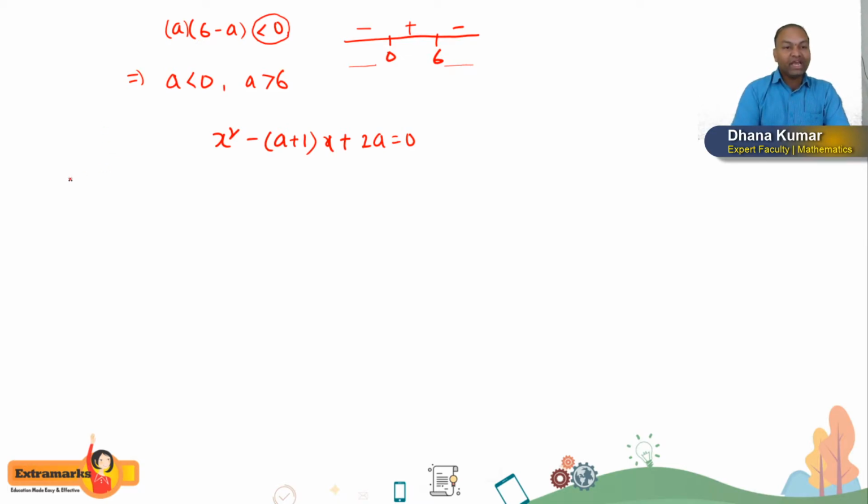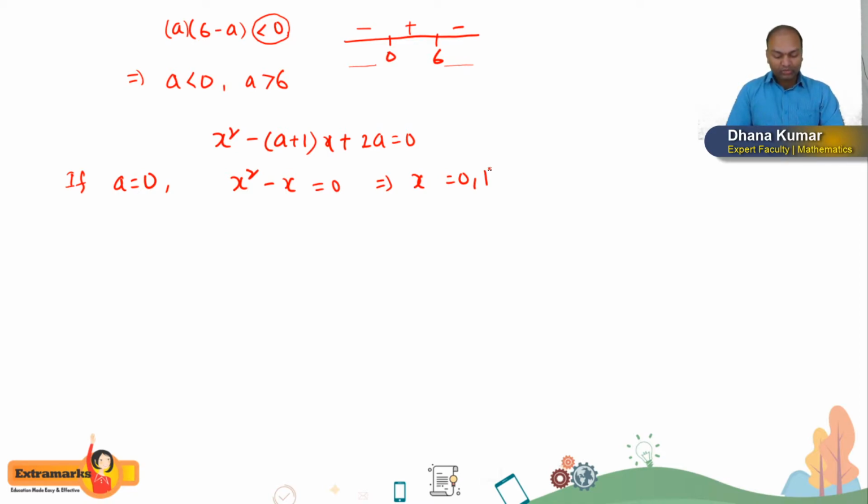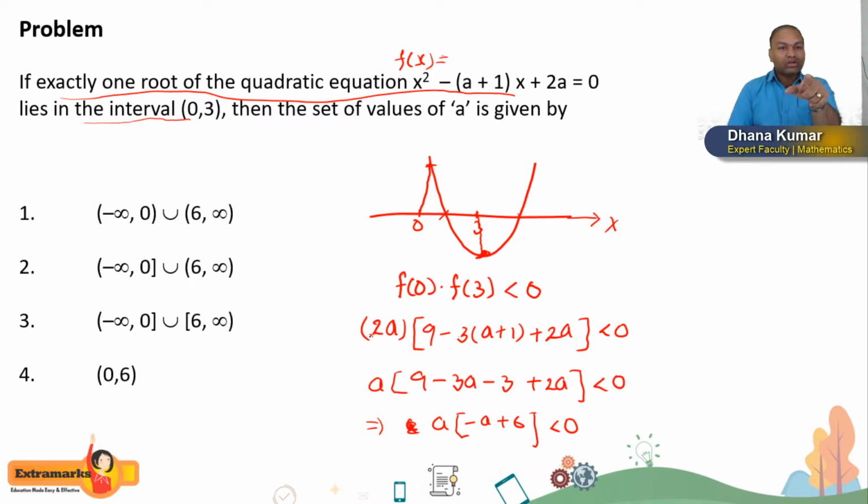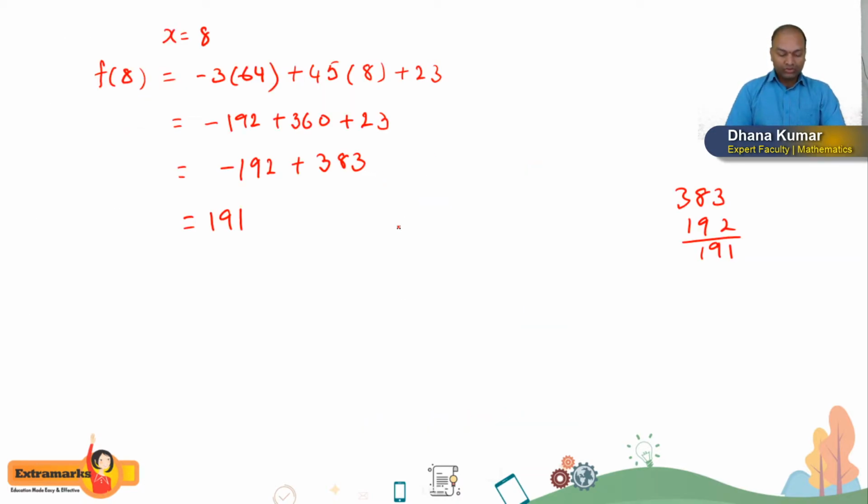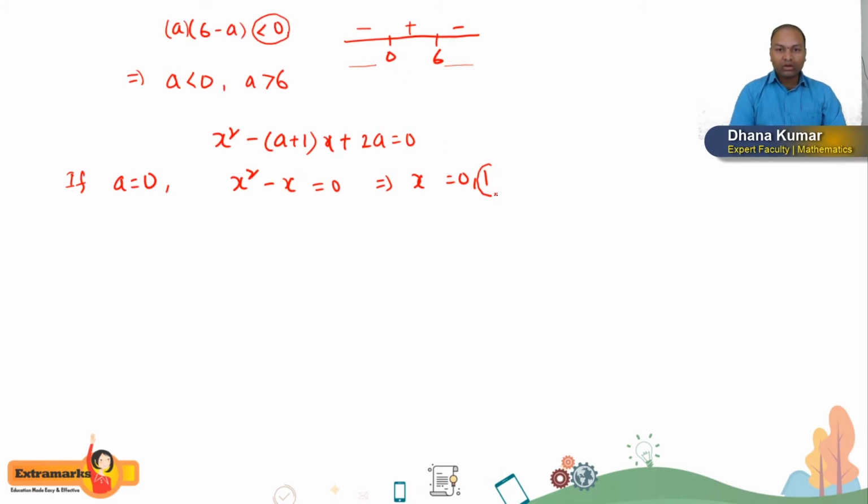Fine. Okay. If a is equal to 0, what will happen? You see. If a is equal to 0, then x square minus a plus 1, 0 plus 1, 1, so minus x equal to 0. Implies x is equal to what? 0 comma 1. Actual our question, you observe this one. Exactly one root lies in this interval. Correct now? Now here you observe this one. 1 belongs to 0 comma 3. Is it correct or not? Right. So a is equal to 0 satisfies.